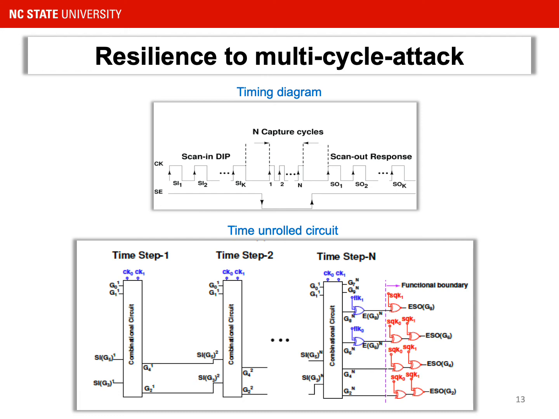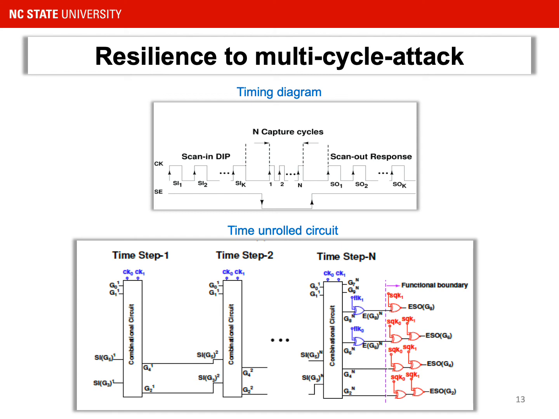On the other hand, in the multi-cycle attack, there are n cycles of capture as shown in the timing diagram in the above figure. The below figure shows the time unrolled equivalent circuit corresponding to the multi-cycle attack. Each timestamp corresponds to one cycle of the capture in the multi-cycle attack. Since there are n capture cycles in the multi-cycle attack, there are n timestamps in the corresponding time unrolled circuit.